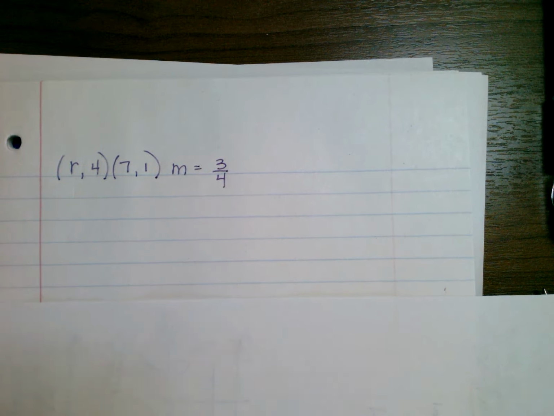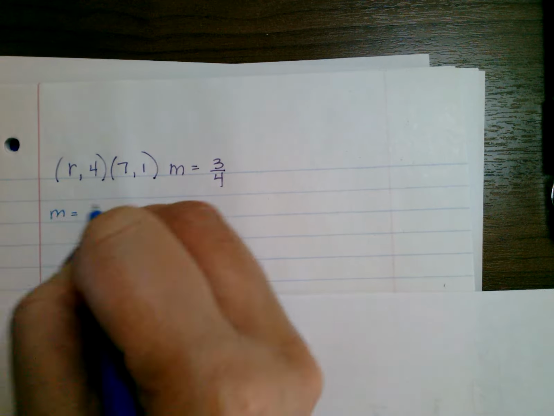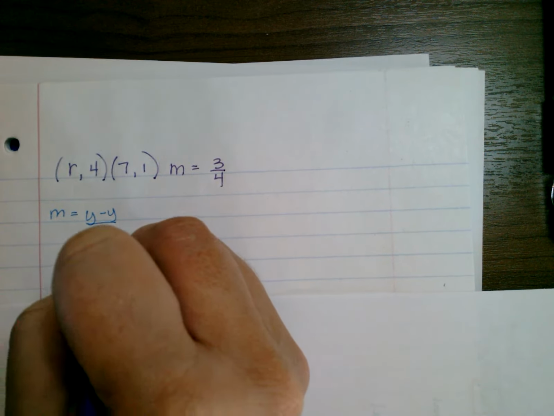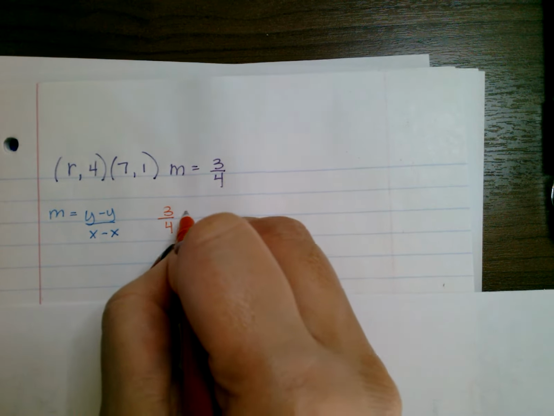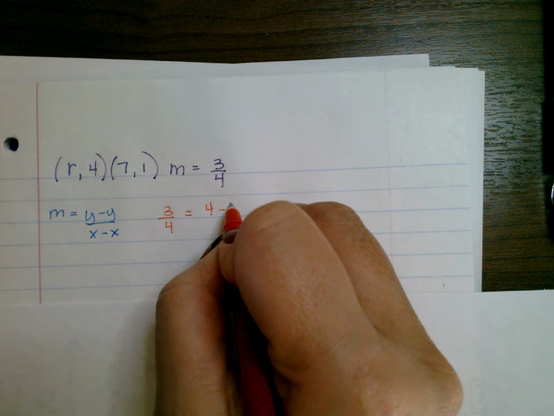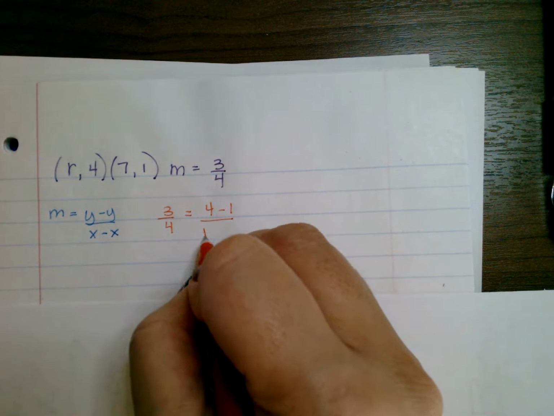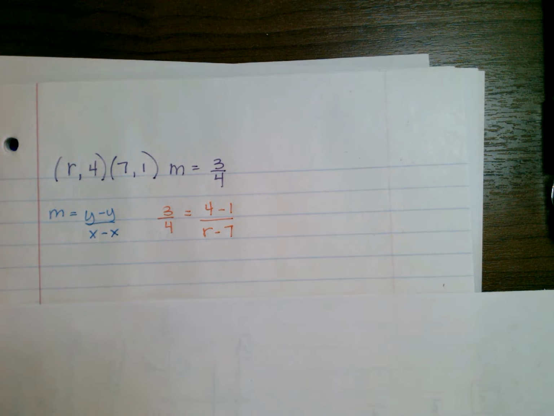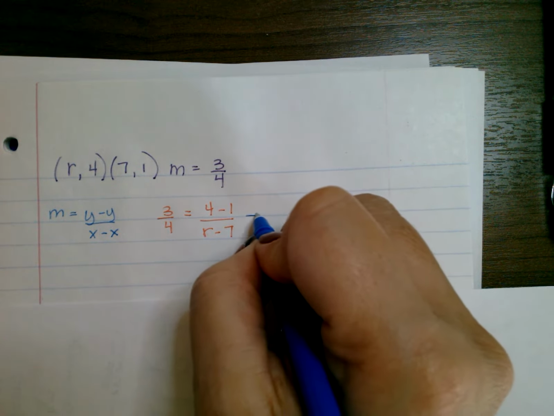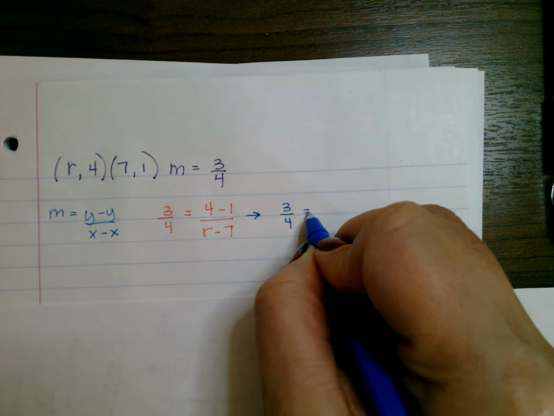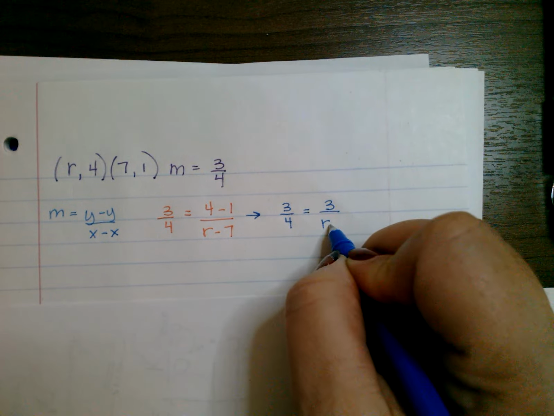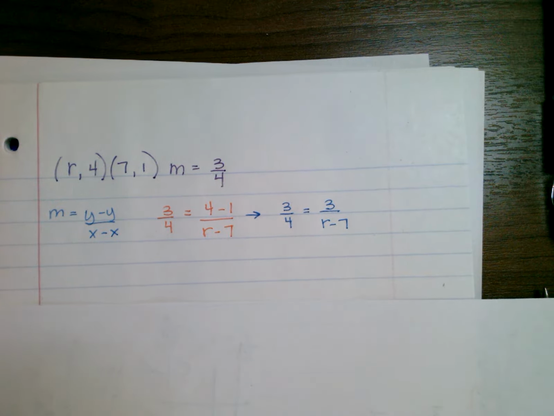If you don't have an extra piece of paper or you want to write in the margins of your notes, you may. But I'll walk you through another example, and then I have two I want you to try by yourself. So again, I like to write down the equation I'm going to be using. My slope is 3/4, and I'm going to do y minus y over x minus x. I will just do a little simplifying. So I have 3/4 equals 3 over r minus 7.